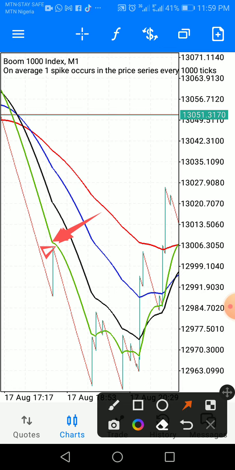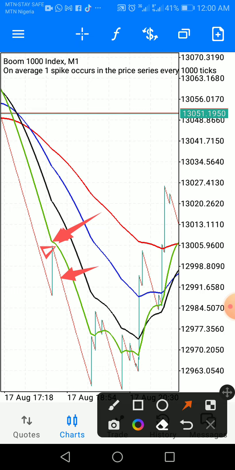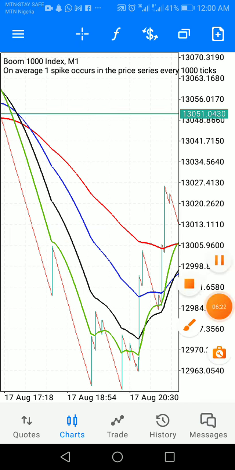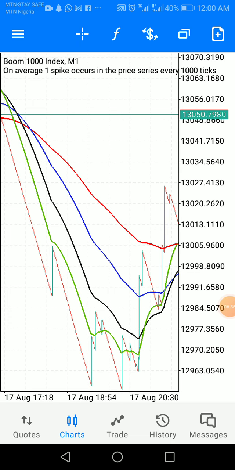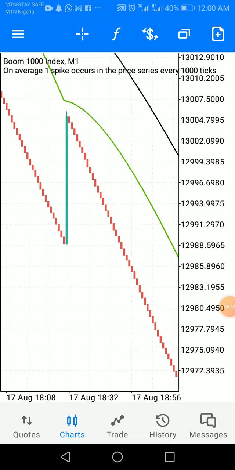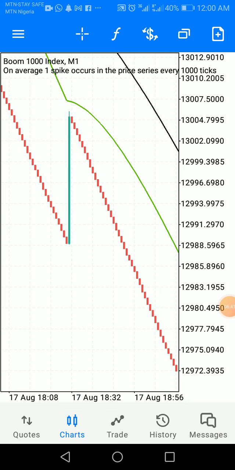So immediately after the spike, you enter and just take 10 candles. Just count 10 candles and exit. You understand? So that means you're entering from this point. I don't mind my drawing. Let me bring it out again. So you're entering at the beginning of this spike. Then you're counting 10 candles. So once you count 10 candles after the spike, then you exit the market.